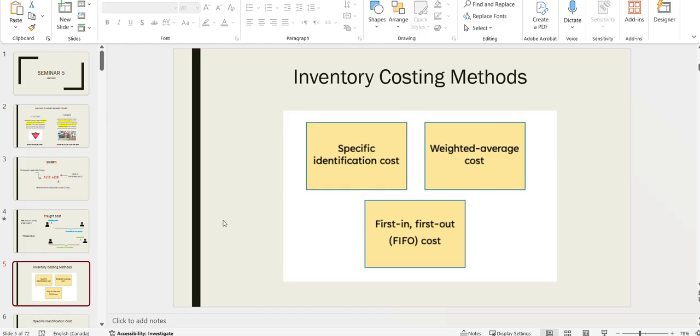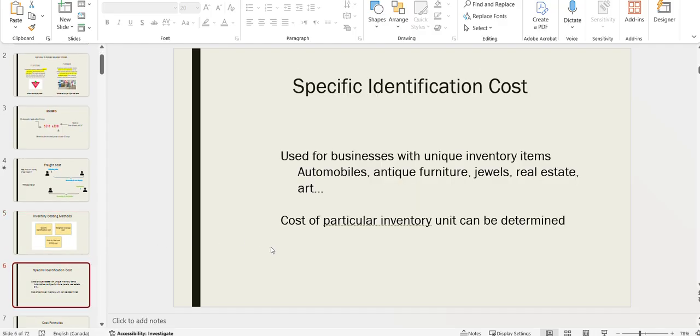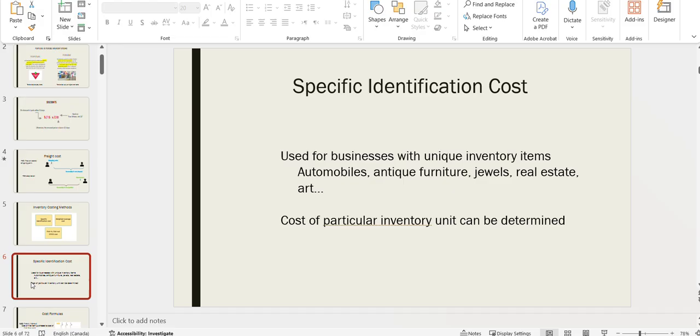We have three methods: specific identification cost, weighted average cost, and first in, first out or FIFO cost. We emphasize the weighted average cost and the FIFO. In specific identification cost, we use it for businesses with unique inventory items such as automobiles, antique furniture, jewelries, real estate, art, and etc. Cost of a particular inventory unit can be determined.